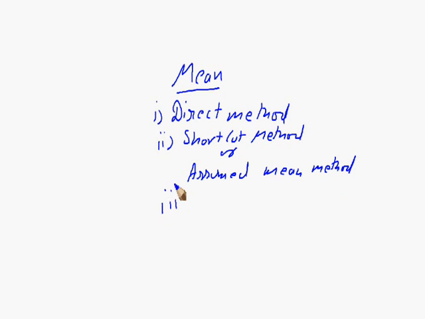The third one is the step deviation method. So we discuss all these three methods by taking some examples. First of all, we discuss the direct mean method, the direct method to find the mean of the given observations.